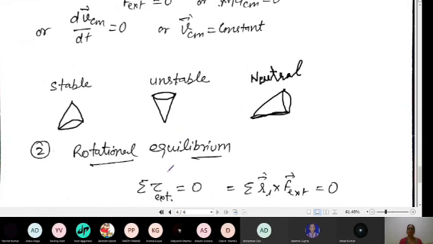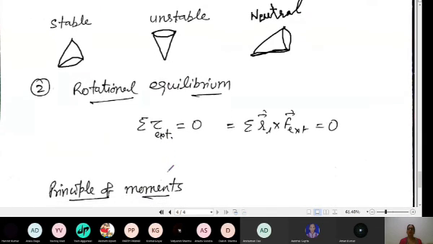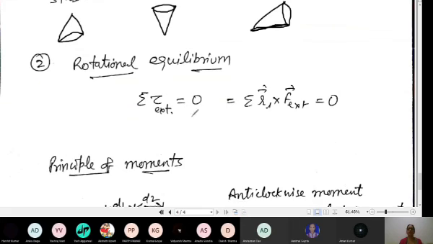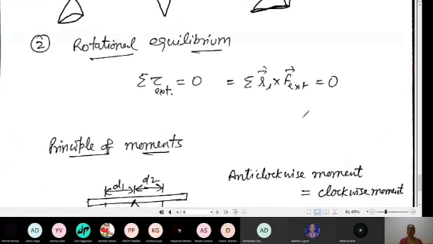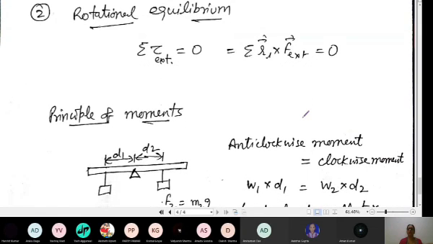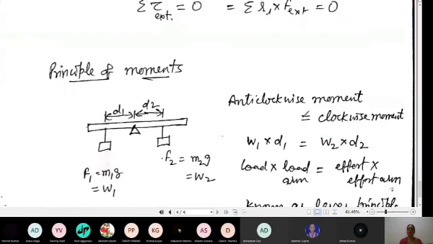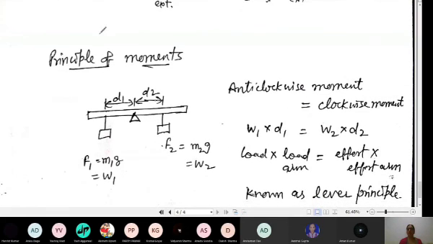When we talk about rotational equilibrium, then external torque should be equal to 0. It means r cross F should be equal to 0. This is the condition for a rigid body to be in equilibrium. And this principle we have used in the physical balance for measuring the gravitational mass. This is the fulcrum.